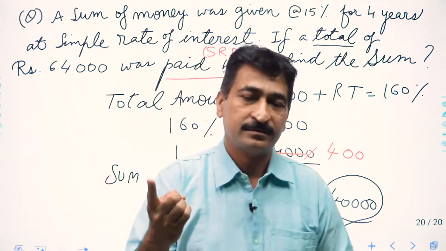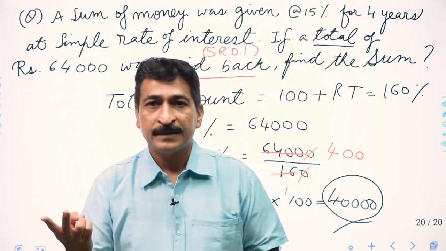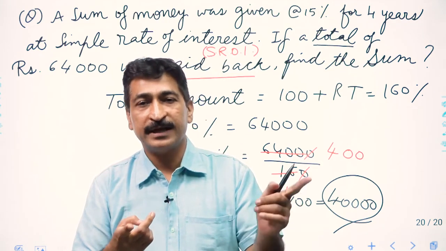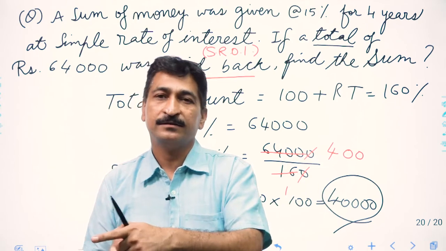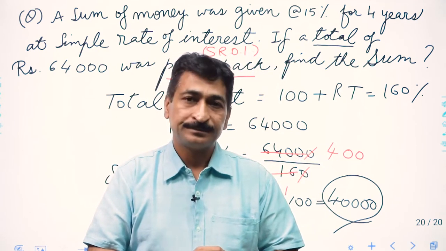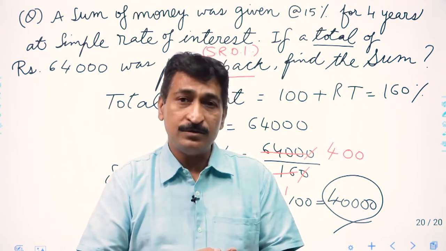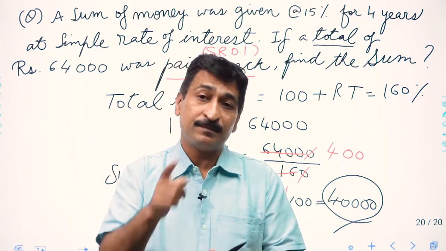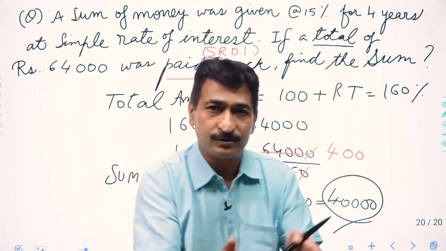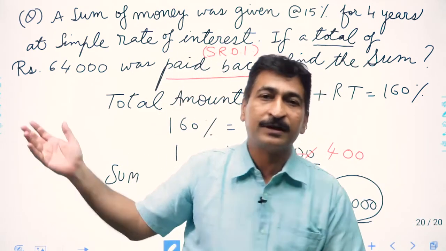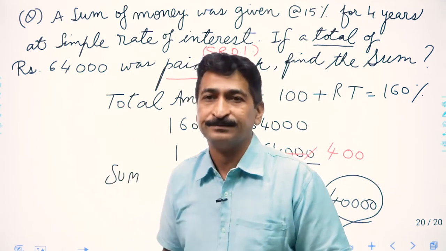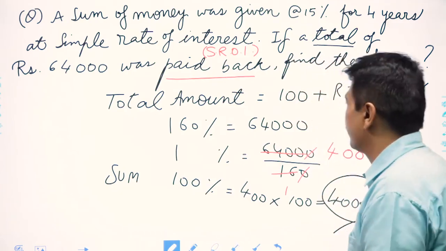If you are given total interest, you calculate the RT% and then equate it with the given total interest and calculate the principal. And if you are given the amount, you calculate the amount in percentage by 100 plus RT, equate it to the amount given in rupees, and you calculate the principal, which is always 100%. Let us move on to the third part now.